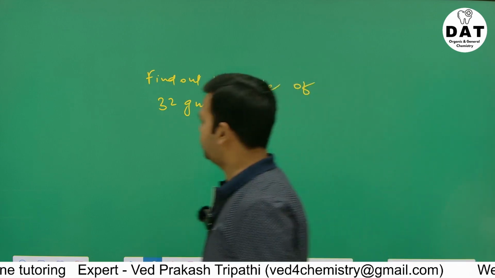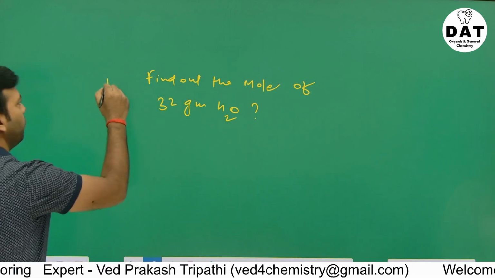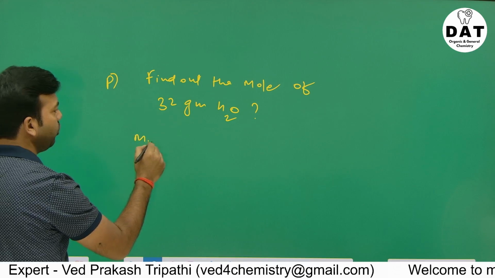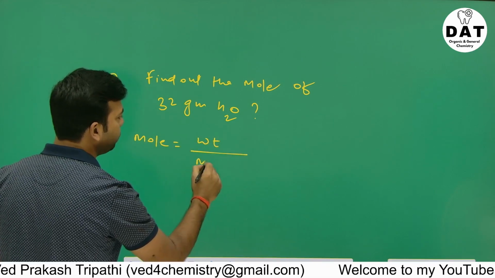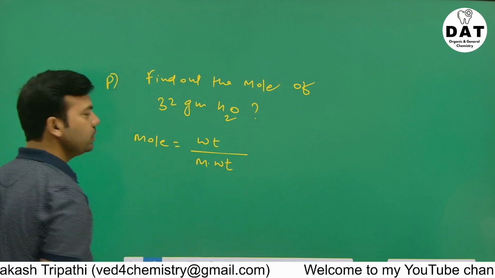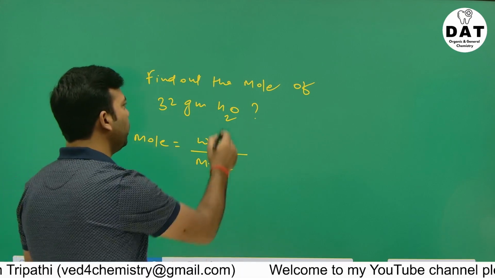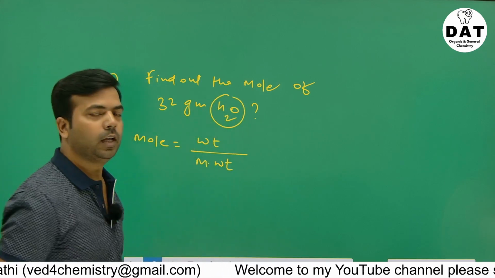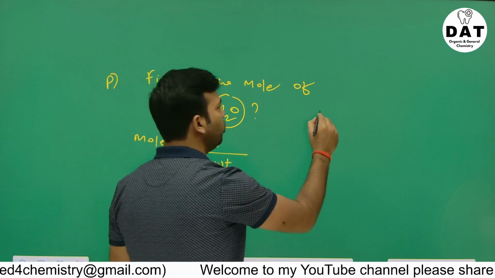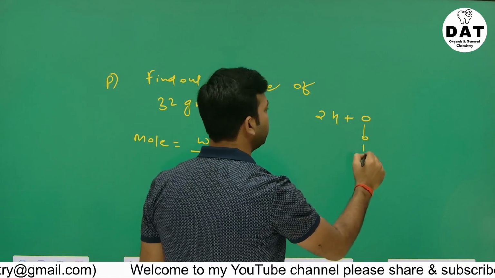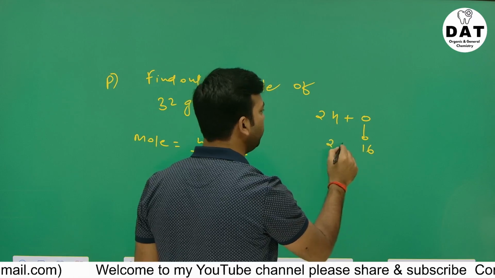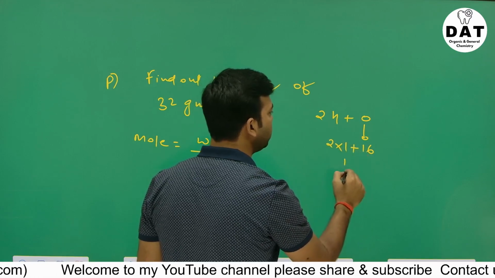Okay, look here. We all know mole is equal to what? Weight in gram divided by molecular weight. Makes sense? So what is molecular weight? The sum of their atomic weights. So H2O means 2 hydrogen plus 1 oxygen. Oxygen is 16 and hydrogen is 1. So 2 into 1 plus 16, which is 18 gram.